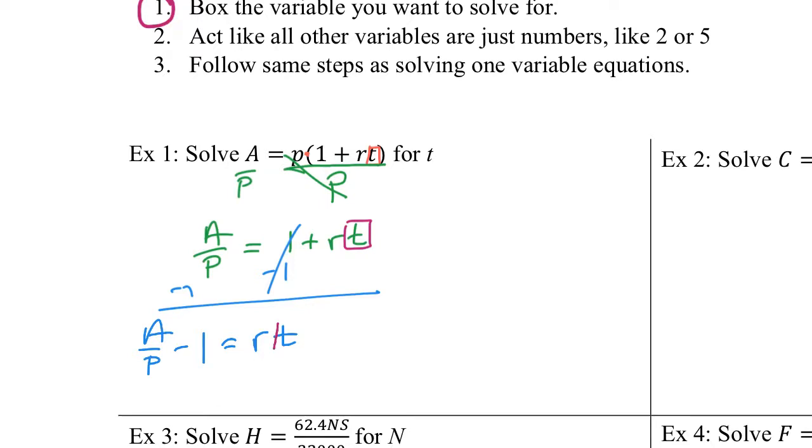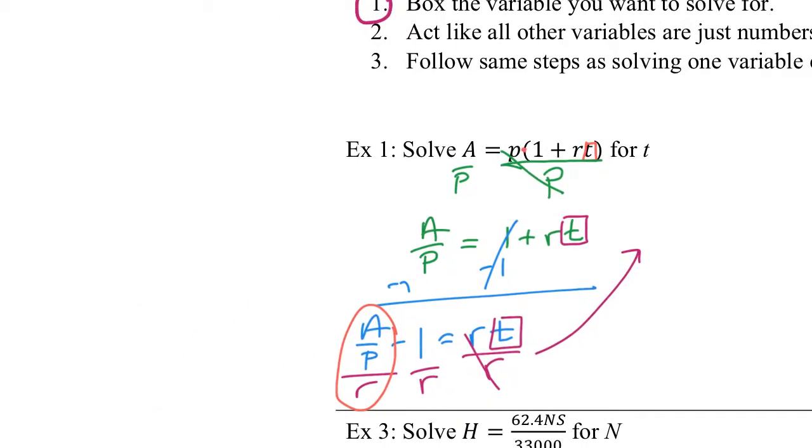Then lastly, again, I need t by itself. To get rid of the r, I'm going to have to divide by it. Now I'm going to divide everything by r. Let's consider this guy first: A over P over r. A fraction over a fraction is not pretty. On the side, A over P all over r is really dividing two fractions. That's where you keep the top one, flip the bottom, and multiply. A times 1, P times r.